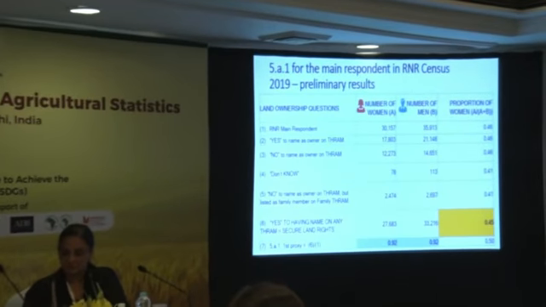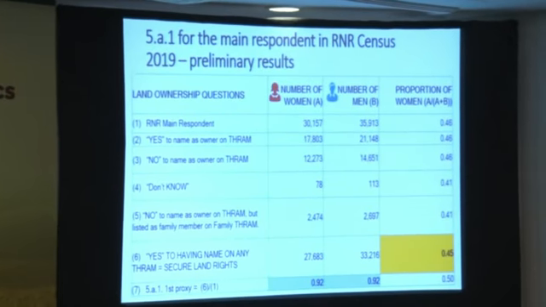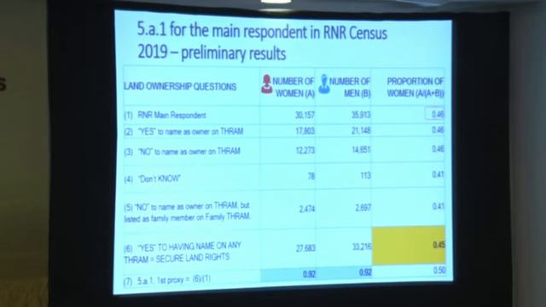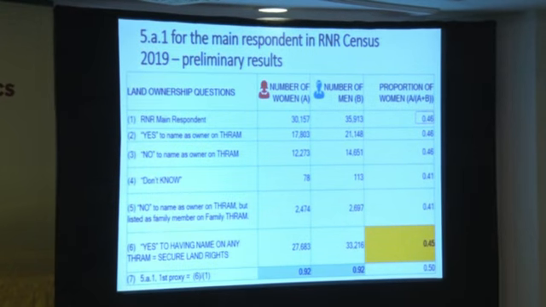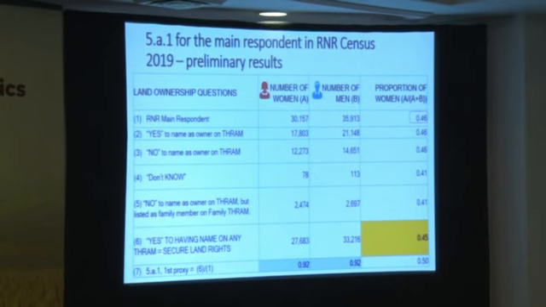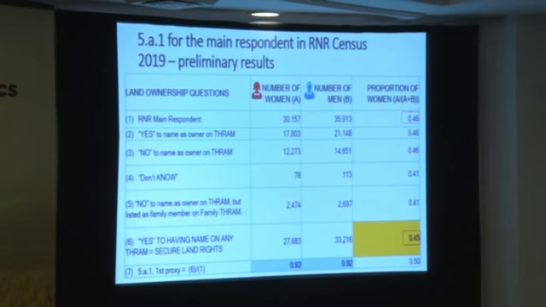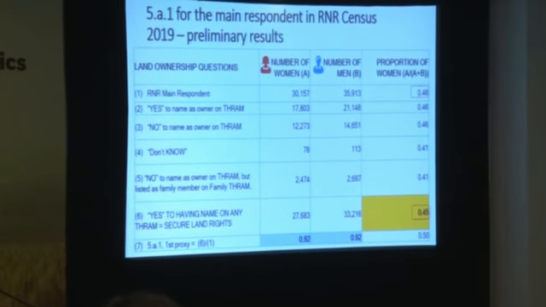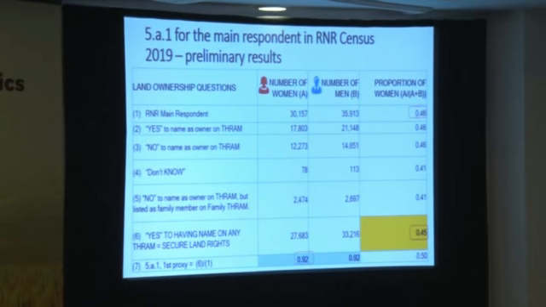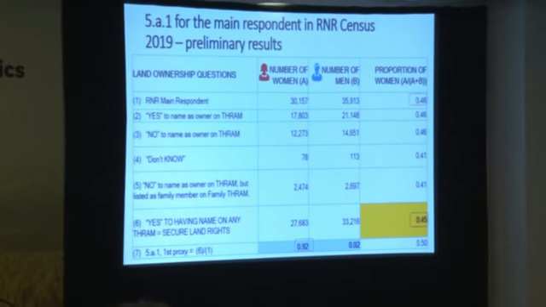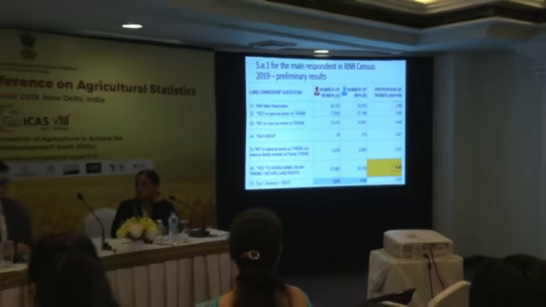Getting to the results, these results are from the main respondent. We can see that women constitute about 46% of the respondents, 46% were female, and about 45% of the population had rights over land, and they owned land. About 92% of the total number of women had access and rights over the agricultural land.